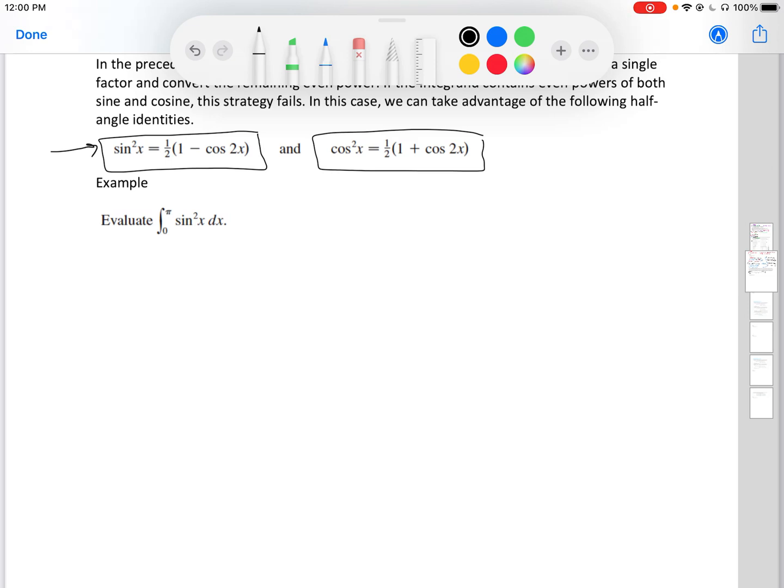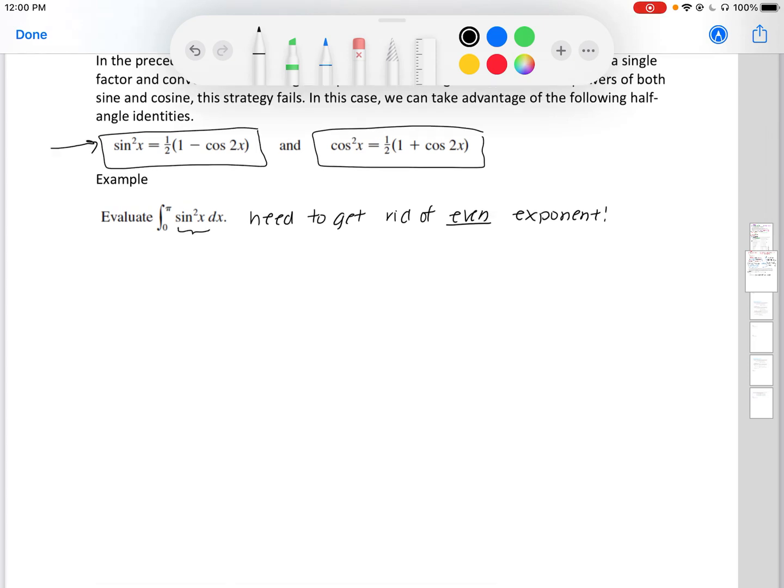Okay, our problem here is sine squared. Remember, if we're thinking our u is a sine, our du would be cosine. So we need to get rid of that square. We can get rid of that even exponent using our half-angle identities. So we see that sine squared can be written as 1/2 times 1 minus cosine of 2x. All right, let's make that replacement.